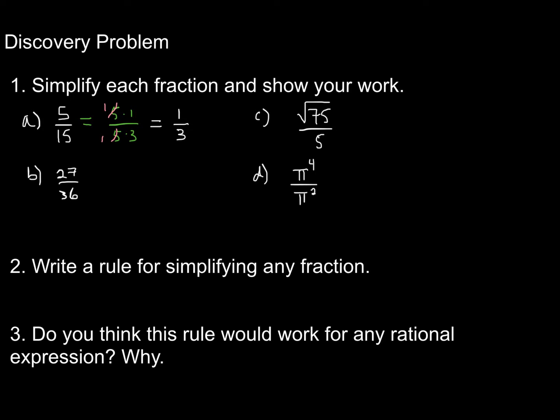Same thing here. I can rewrite this. The common factor that 27 and 36 have is 9. So this is 9 times 3, and this is 9 times 4. And so since 9 divided by 9 is 1, all I'm left with is 3/4.